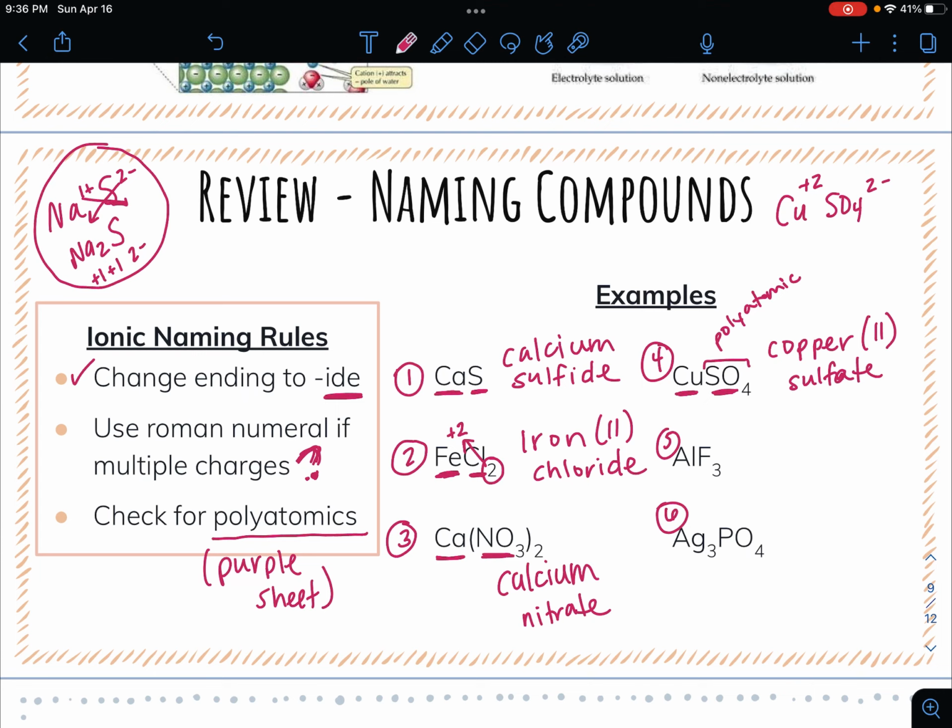So I want you to take a second and try 5 and 6 on your own, and then you can check your answers. So here we're going to name the first thing, aluminum. Name the second thing. This is fluorine, but remember we change it to ide. And aluminum only has 1 charge, so no Roman numerals. For number 6, Ag is silver. It's important that you know that Ag is silver. And then we have another polyatomic, PO4. That is phosphate. Silver only has 1 charge, so there's no Roman numerals there.